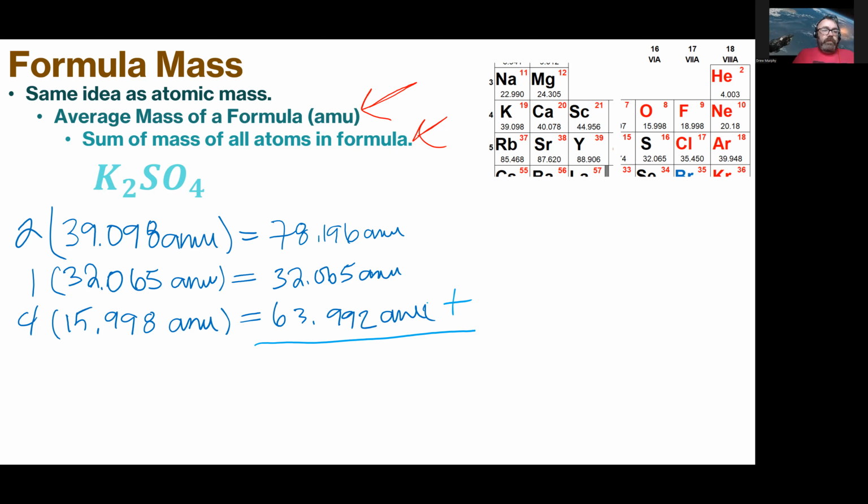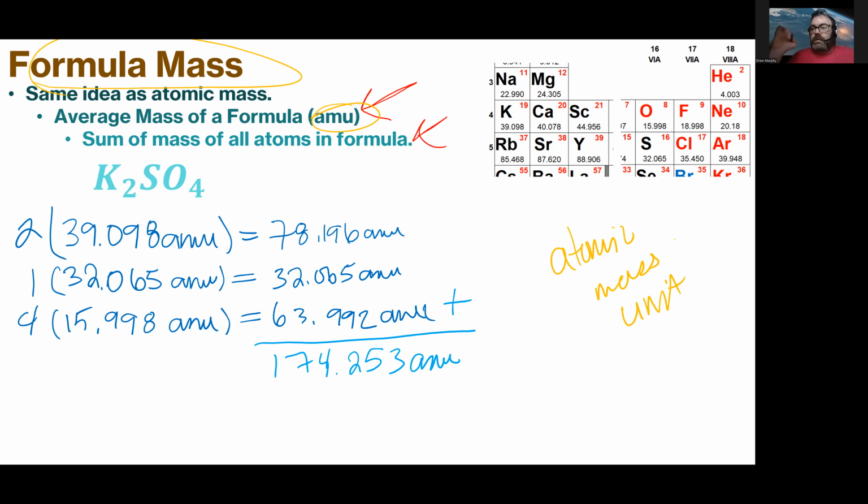So 78.196 plus 32.065 plus 63.992 is 174.253 AMU. What I really want us to drill in here is that anytime we're dealing with formula mass, our units are AMU. This is atomic mass and formula mass, so we're going to do AMU. Remember, AMU is atomic mass unit.